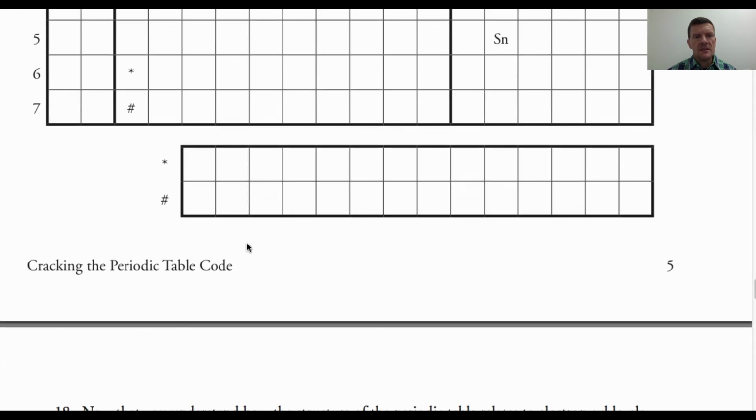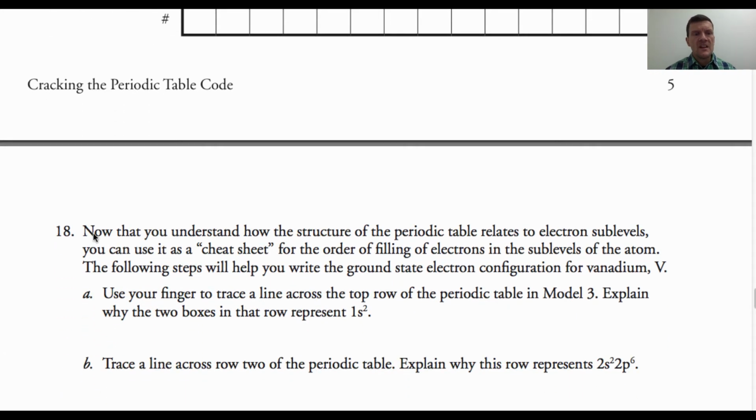Model 3. Let's wrap this up. Now that you understand how the structure of the periodic table relates to electron sublevels, you can use it as a cheat sheet, meaning you can look at just the periodic table and you know exactly how those orbitals are going to get filled, the order of filling electrons in the sublevels of the atom.